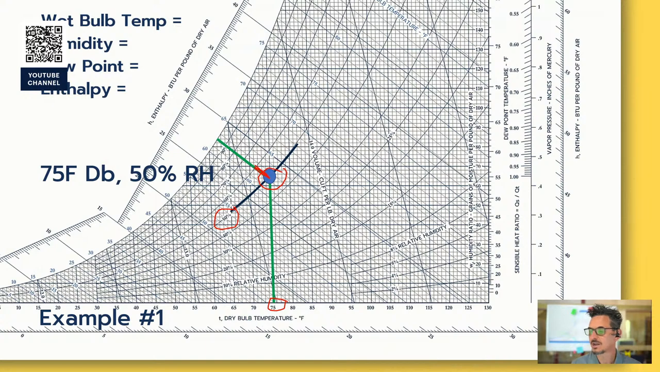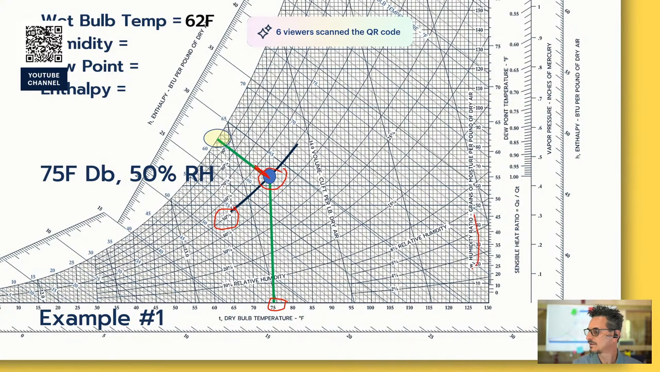See how we just shot it up there? I believe that's 62-ish, which is right there. Boom, so 62 degree wet bulb. It's just that easy.